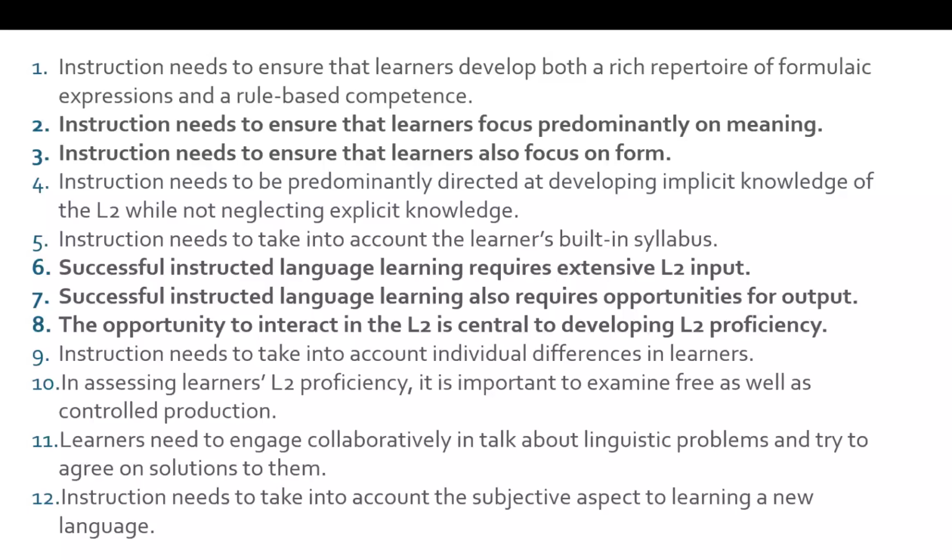Instruction needs to ensure that learners focus predominantly on meaning. Mainly, they need to focus on communicating meaning, less so than on the forms of the language and perfect accuracy. But they should also focus on form. They shouldn't ignore accuracy, but their primary focus needs to be on meaning. And moving then down, all of these are important, but this is a short presentation, and I just want to hit these 5. Number 6, successful instructed language learning requires extensive L2 input.